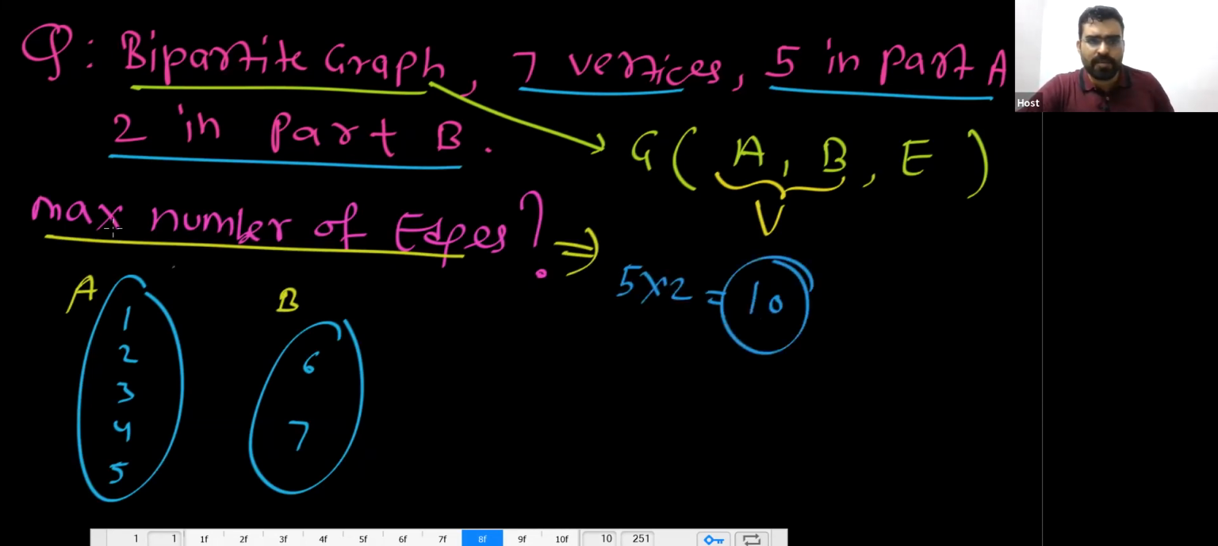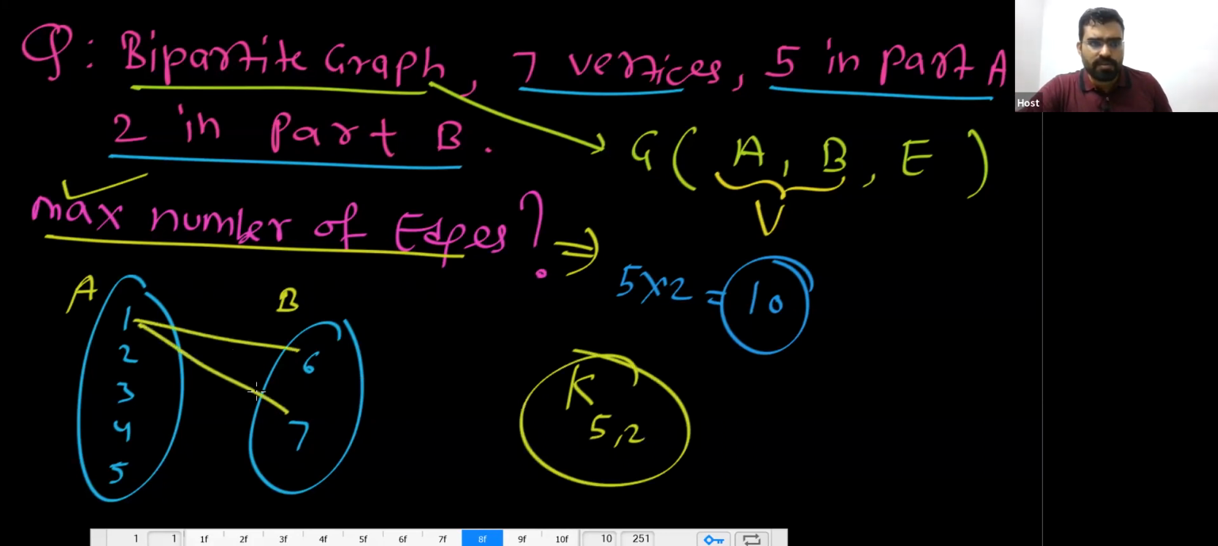Because we want the maximum number of edges, what you can do is create a complete bipartite graph on 5, 2. You can create a complete bipartite graph like this, correct? So you can create this complete bipartite graph and the answer will be 10.